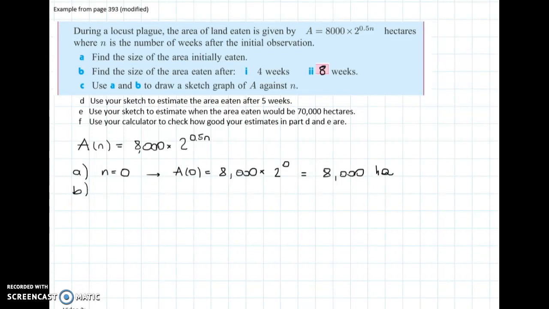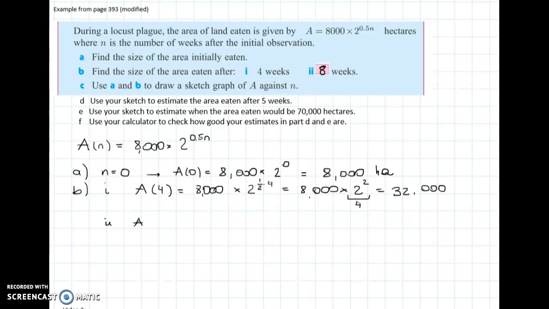In part B, we want to find the area eaten after 4 weeks. So A of 4 is 8,000 times 2 to the power of 0.5 times 4. So we are saying here 8,000 times 2 to the power of 2, which we know is 4. So this is just 32,000, and you see we had no need for a calculator.